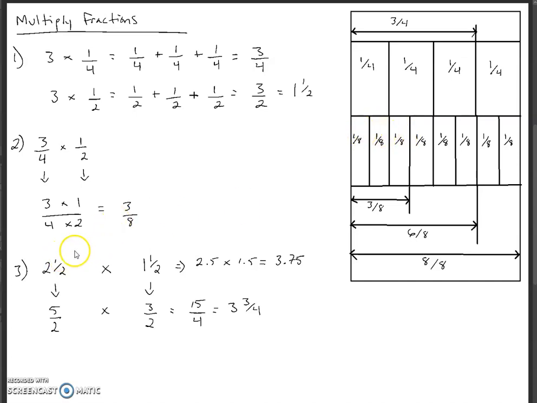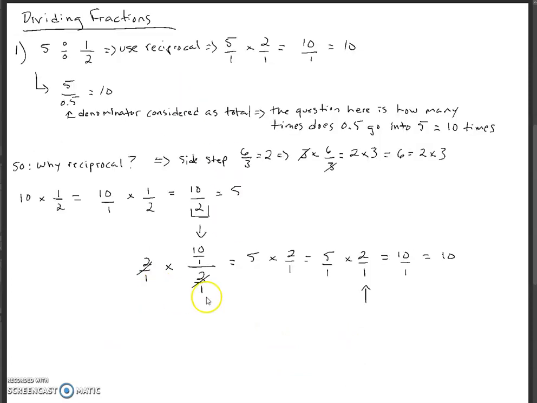If we're going to take a mixed number, we have 2.5 times 1.5, which would give us 3.75. 5/2 times 3/2. So we have 2 times 2 is 4, 5 times 3 is 15. 4 goes into 15 3 times with 3/4 left over. So 3.75, 3 3/4. And we'll get into dividing fractions in the next video.